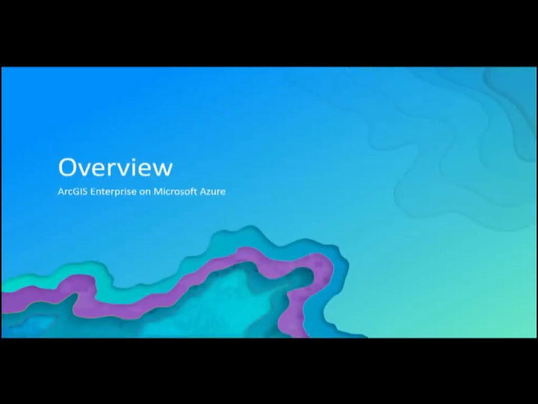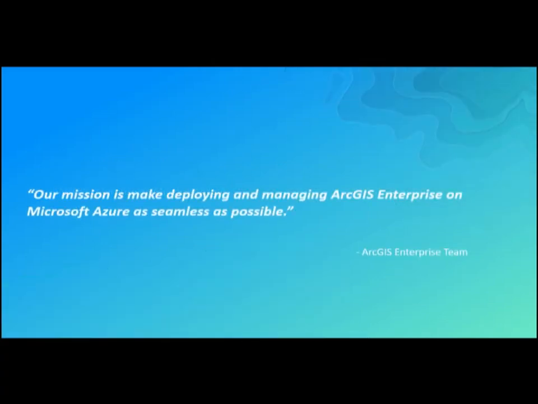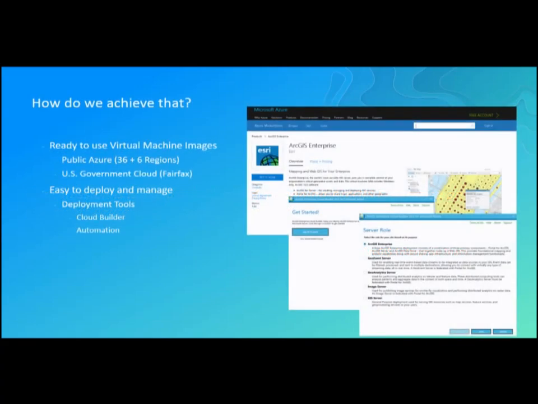So I'll spend some time talking about the overview. This is a mission statement I basically made up, which says that the ArcGIS Enterprise team's mission is making deploying and managing ArcGIS Enterprise on Azure as seamless as possible. So what does that mean? What's our strategy towards achieving that? How do we intend to achieve that? It's sort of a two-pronged strategy.